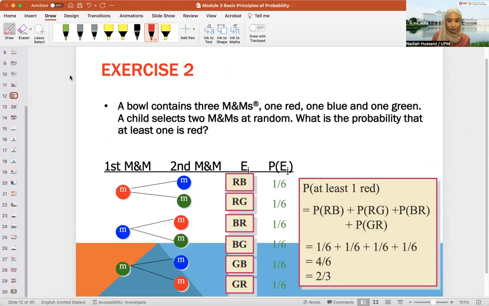So this one, it lists out the number of events, right? For the first M&M, there are 3 ways to select the first M&M, and then for the second M&M, there are 1, 2, 3, 1, 2, 3, all those. So here, if we try to apply this with our example just now, I want to know how many reds that I can select.